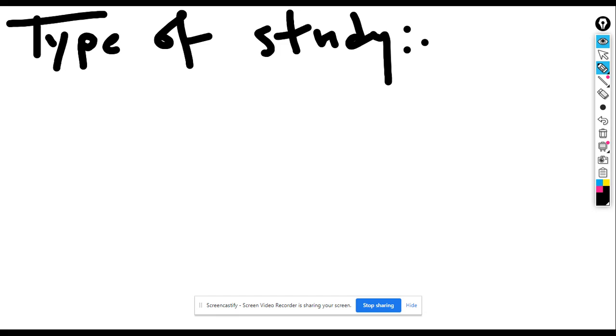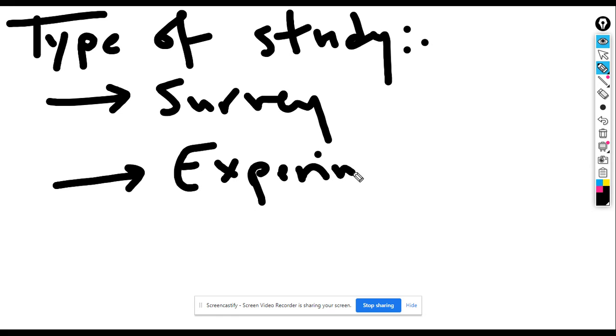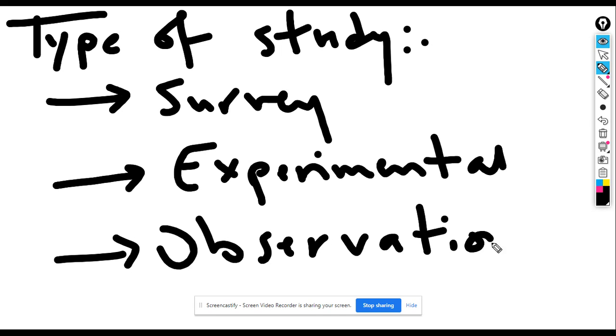So since I'm going to do some statistics, I have to make a design for the study. The design might be one of three things: survey, experimental, or observation. What's the difference between survey, experimental, and observation?